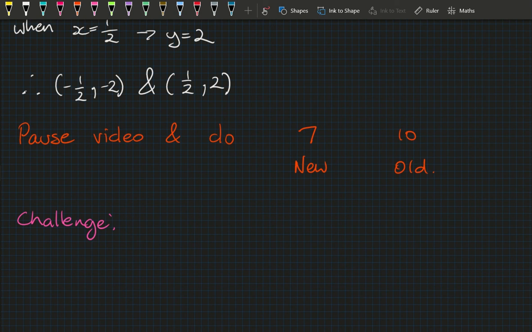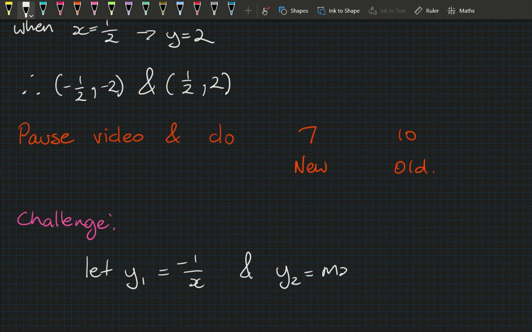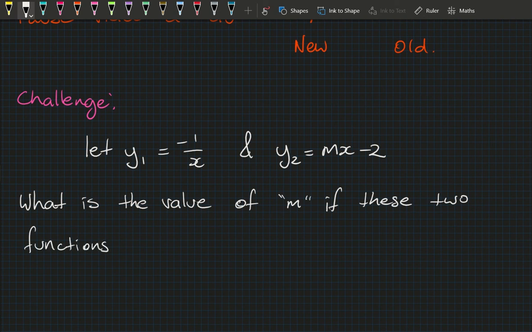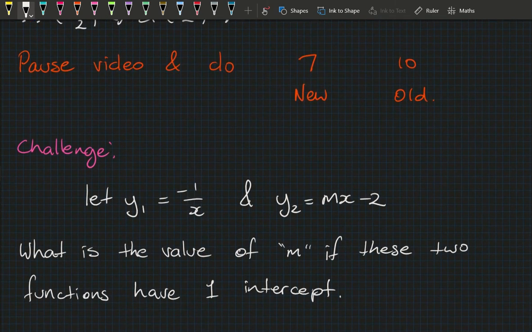So in this case, our hyperbola y1 is equal to minus 1 on x, and y2, our line, equals mx minus 2. And what my challenge asks you is, what is the value of m if these two functions have exactly one intercept? Alright, good luck with that pre-learning. As I said, that was question 7 in the new and question 10 in the old. And good luck with the challenge if you take it on. When you get those done, come back and we can summarize this lesson.